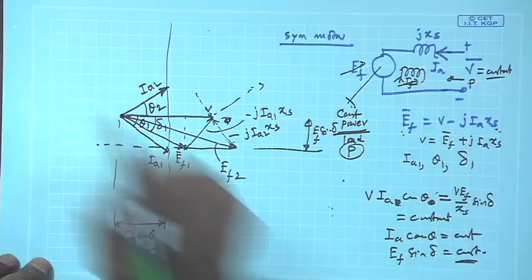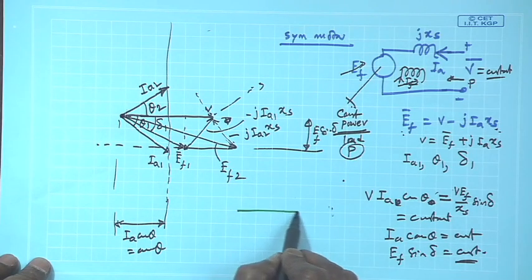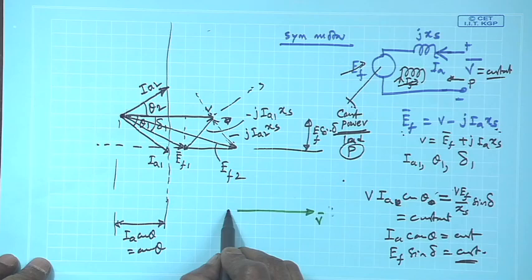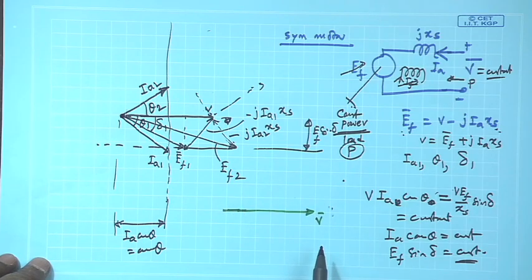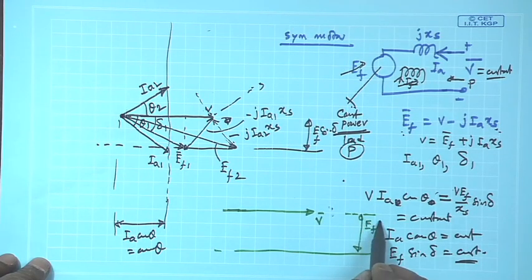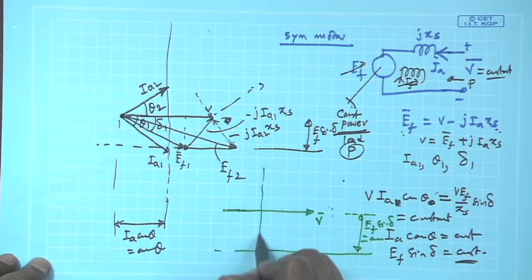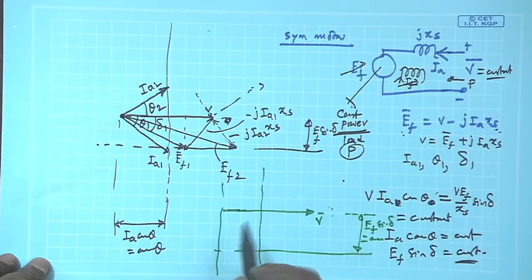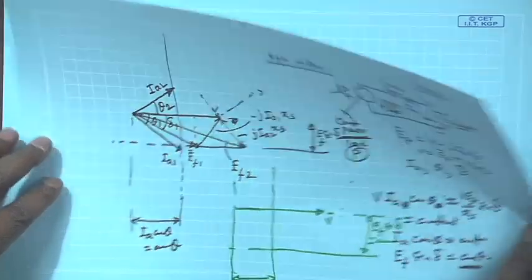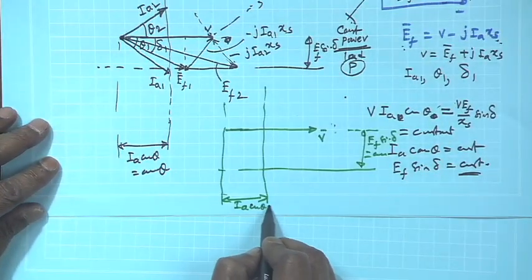So, I will once again redraw this with a different color, so that you get practice in how it is really done. Suppose this is V, and this is the length E f sin delta, constant, and suppose this is the length I A cos theta, constant.